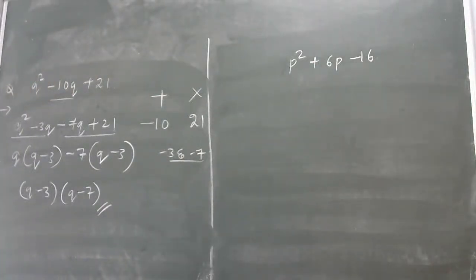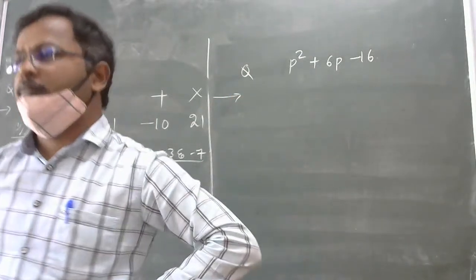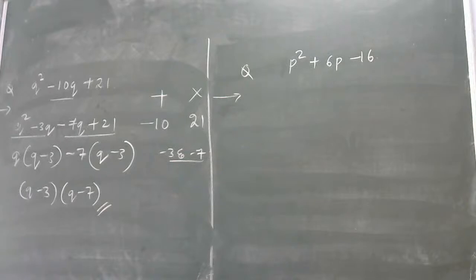So the next one is also a similar question for you. The sum of two numbers should be how much? It should be 6. And the product of two numbers should be minus 15, not 15.